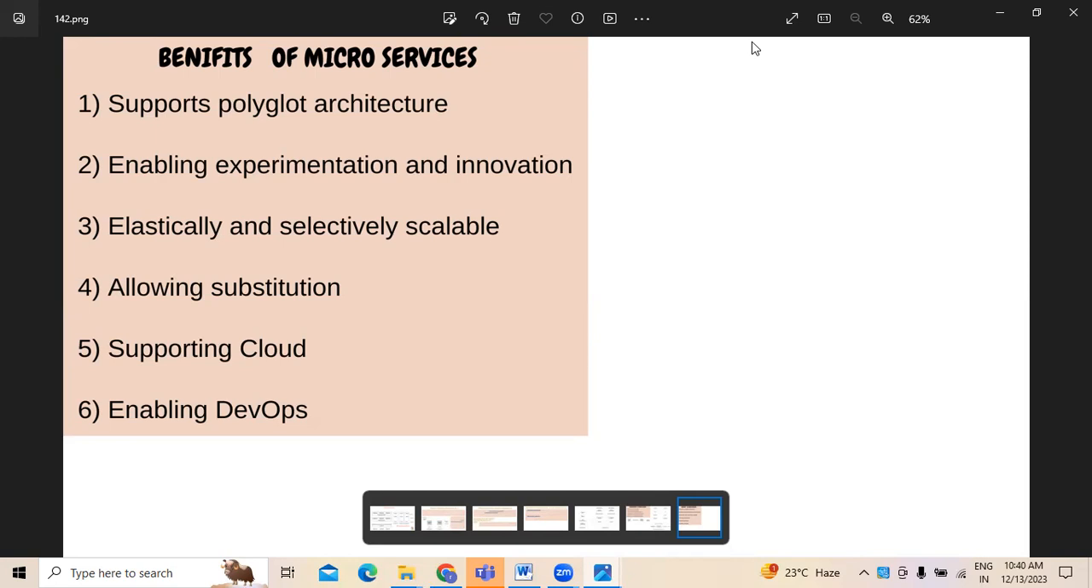Understood? Clear? Yes, yes. Understood, Aishwarya? Clear or not? Yes, yes, it's clear. Right, right.